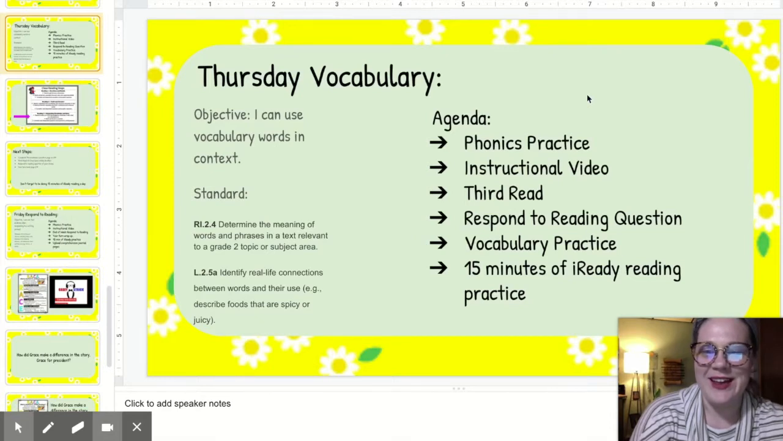Okay guys, happy Thursday. Today we are going to be using vocabulary words in context because it's Thursday Vocabulary Day. Remember, when we're using vocabulary words, we're looking at that standard, which is identifying real life connections between words and their use, and also that we can determine the meaning of words and phrases relevant to second grade. So that's why we learn vocabulary.